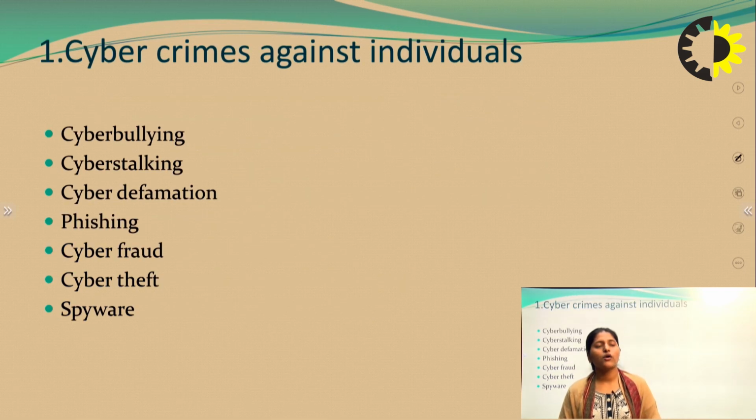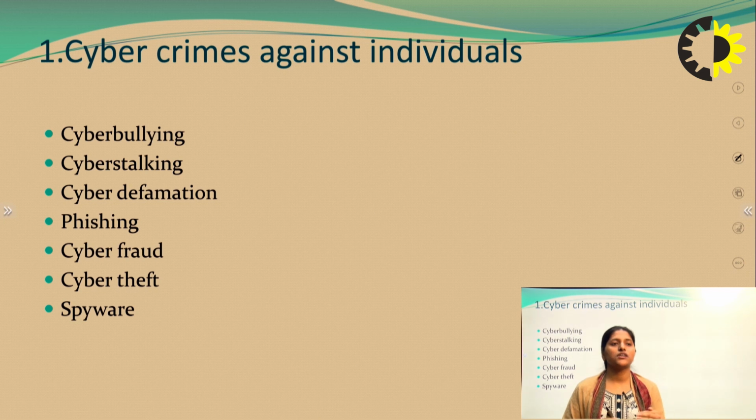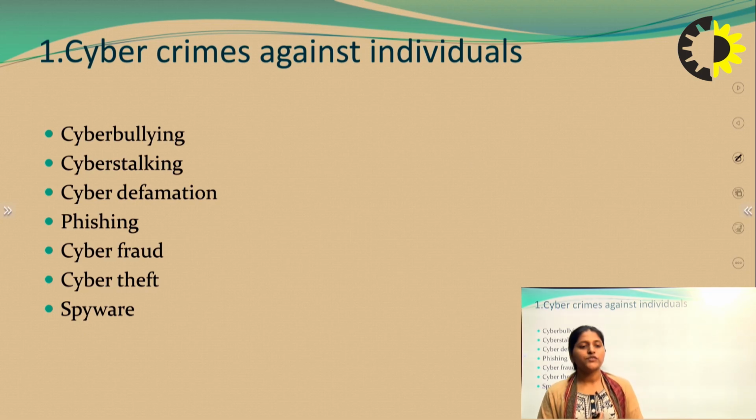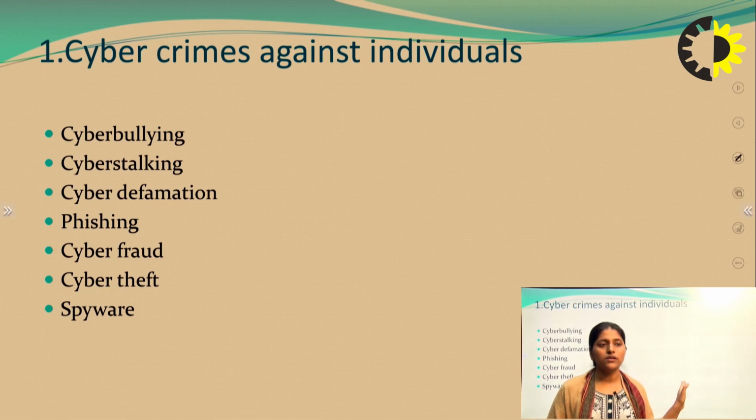Then we talk about how cybercrime is committed against an individual. There are some technologies, some malwares, and some software they use for committing the crime. The types of cybercrime against an individual are cyberbullying, cyber stalking, defamation, phishing, cyber fraud, cyber theft, and spyware. We'll go through all these points one by one.